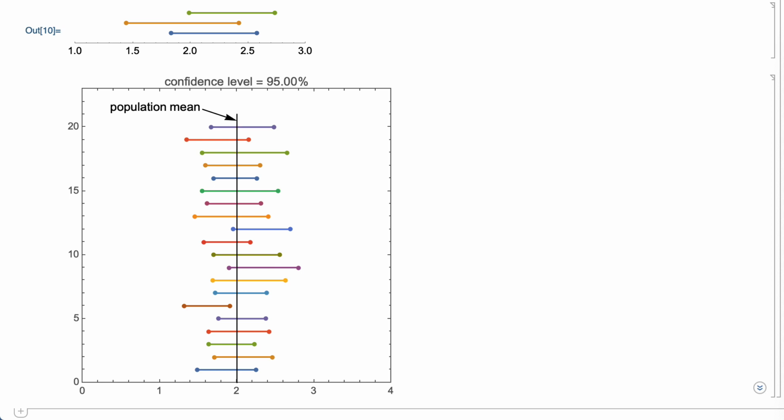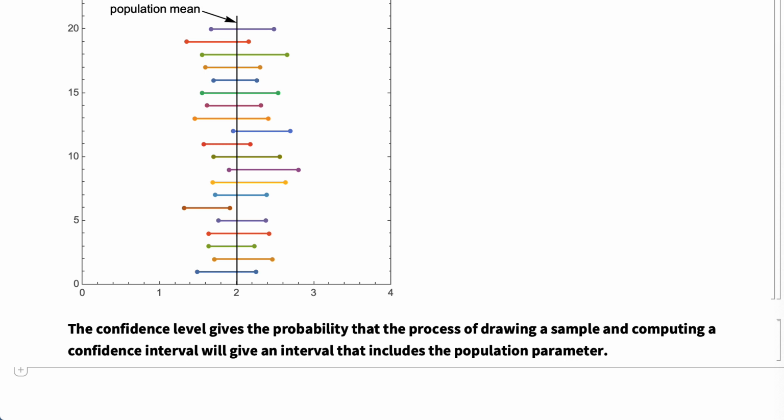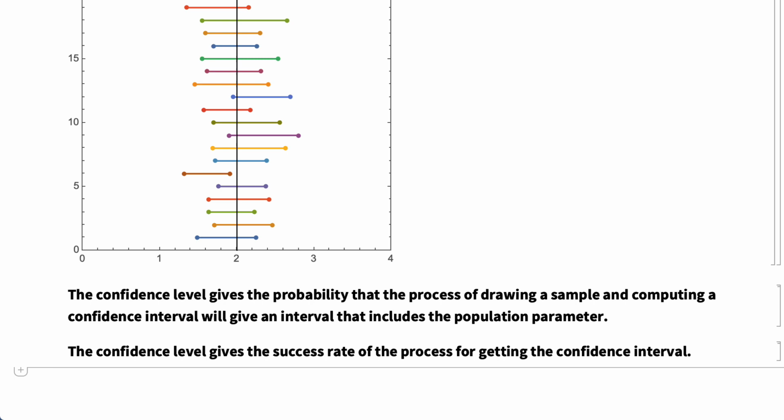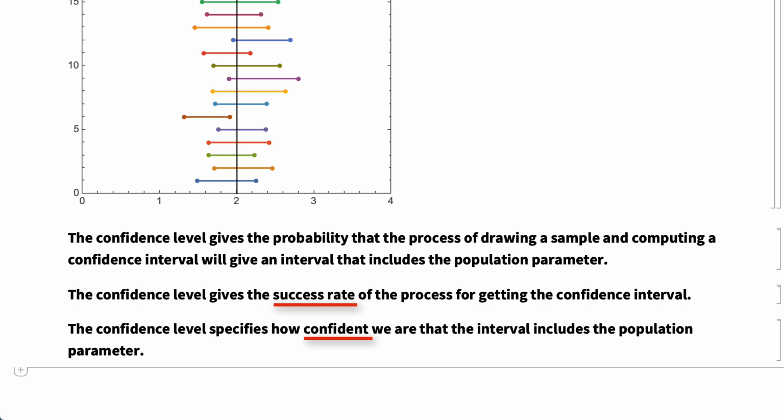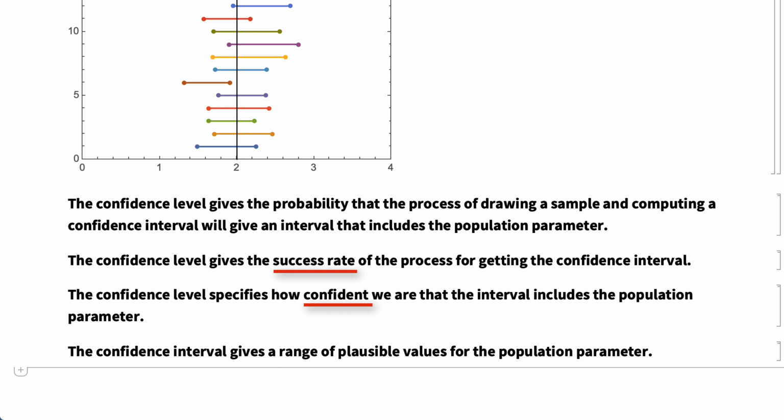For a confidence interval based on one sample, a precise mathematical description of the confidence level and the confidence interval is that the confidence level gives the probability that the process of drawing a sample and computing a confidence interval will give an interval that includes the population parameter. Some common alternative descriptions that are basically accurate, and might be more intuitive or easier to remember, include: the confidence level gives the success rate of the process; or the confidence level specifies how confident we can be that the interval includes the population parameter; or the confidence interval gives a range of plausible values for the population parameter.